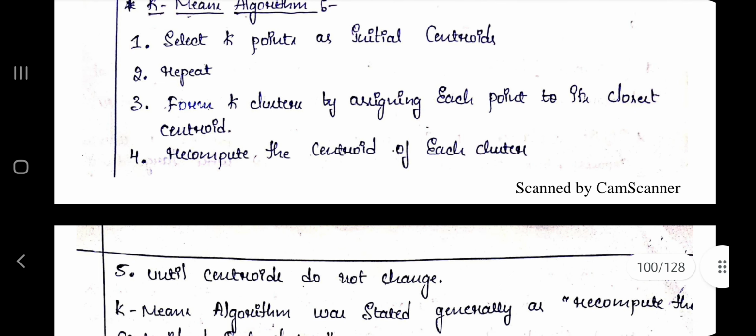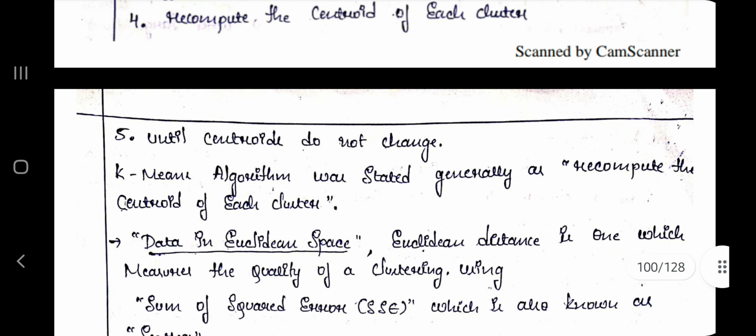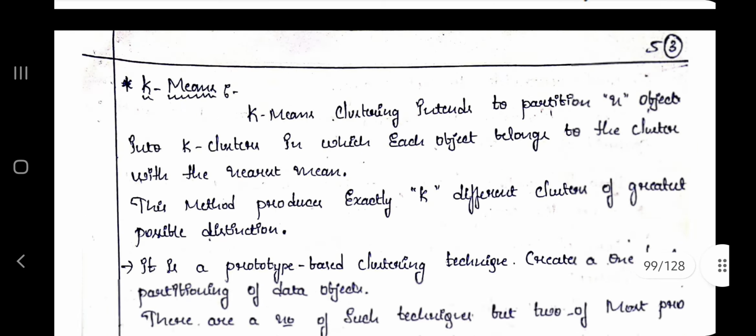Okay. So see what you will do. You will select k points as the initial centroids, then repeat. You will form k clusters, then recompute the centroid. Centroid means what? The mean value. Again you will calculate the mean value, and again you will do this until the centroids do not change. That's all the k-means algorithm is. Easily you can get 10 marks. Okay. That's all you have to write. If they ask you about the diagram, you have to write this diagram.